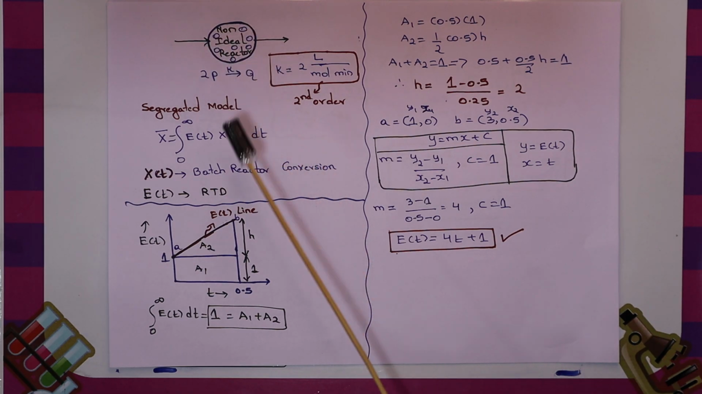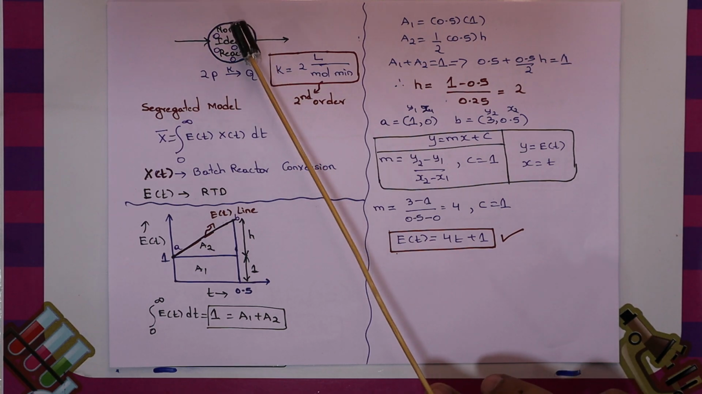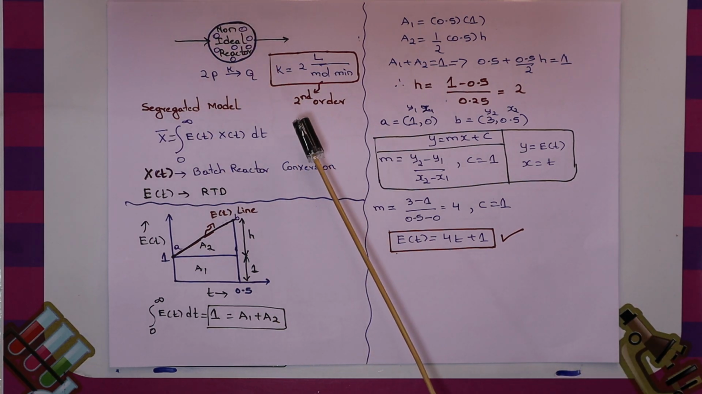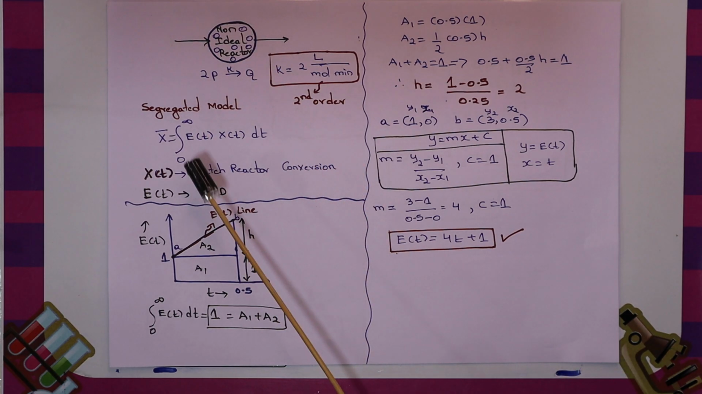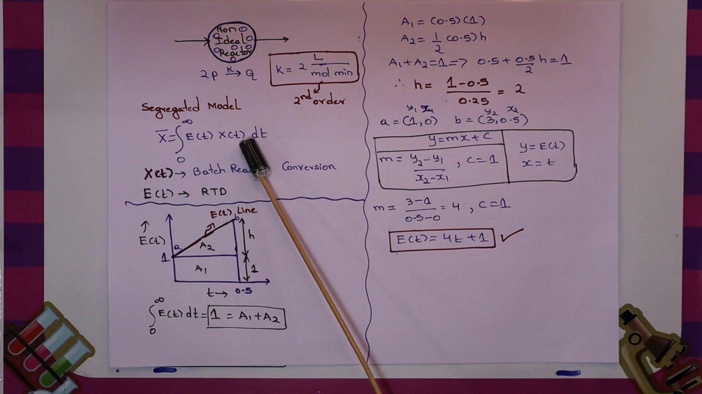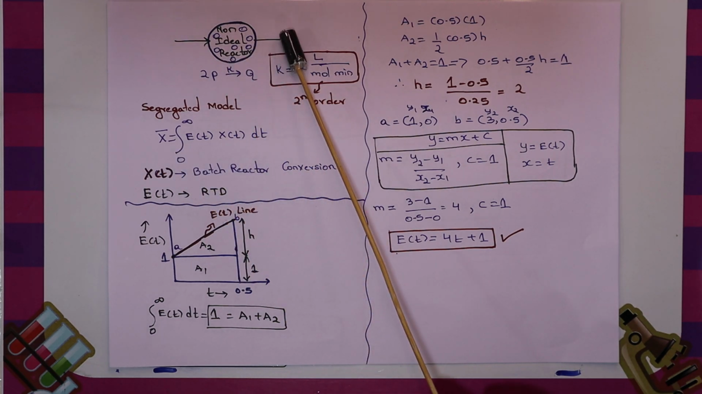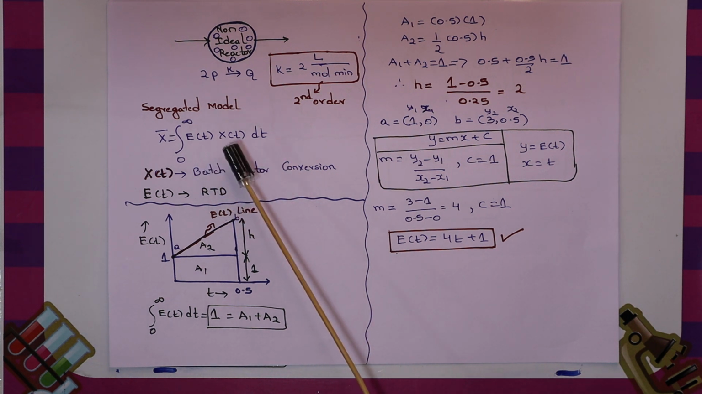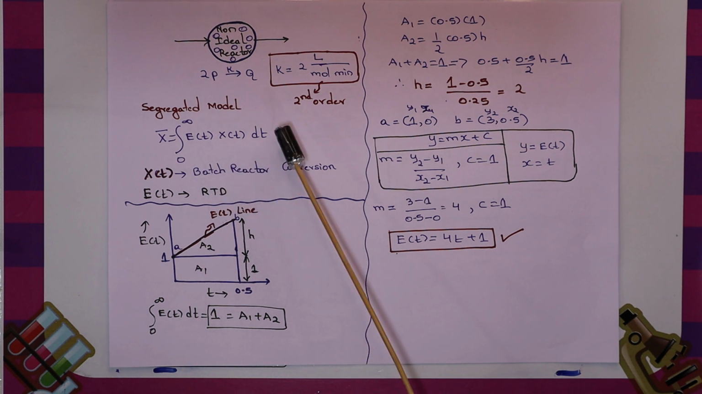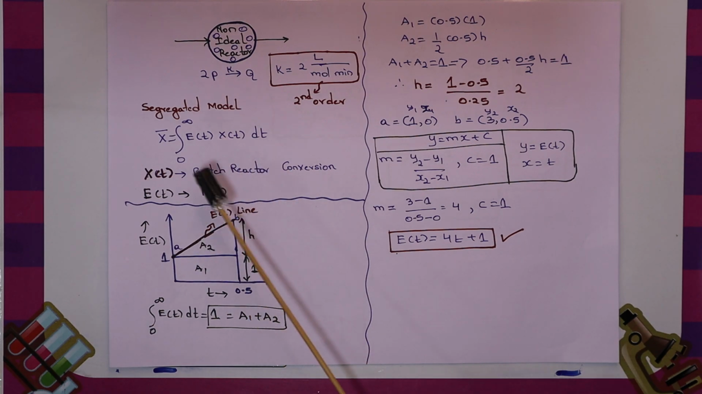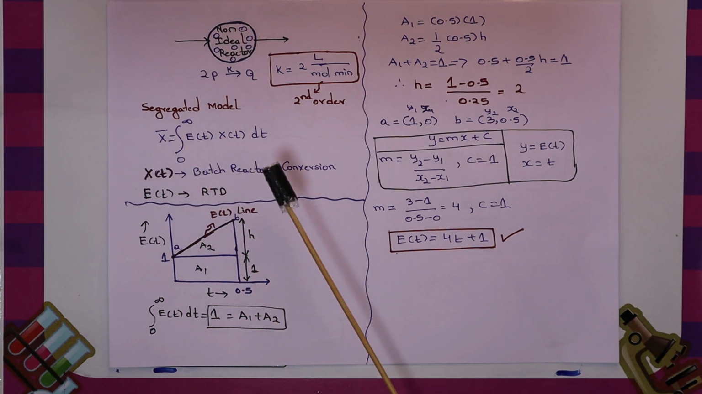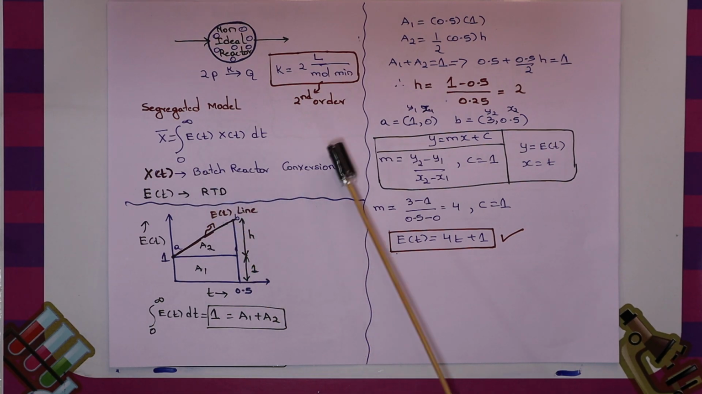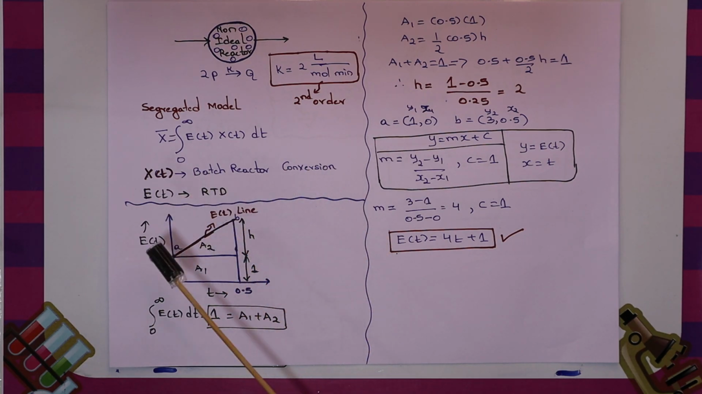Okay, that is why, in this particular X of t, what is the conversion of this batch reactor? Finally, if you are able to integrate, you can find out the conversion from the reactor. So let us get the expression for E of t and X of t separately and integrate. You get the final value. What is the conversion from the reactor? X of t is the batch reactor conversion and E of t is the residence time distribution.